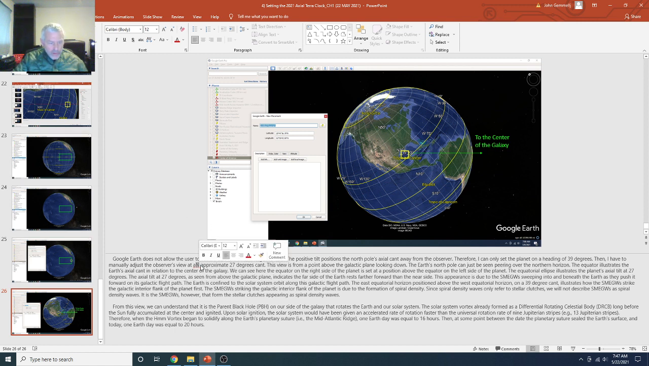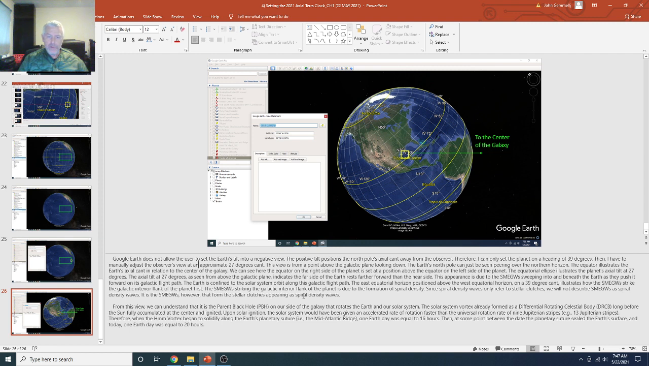I guess I did that wrong. At an approximate 27 degrees cant. This view is from a point above the galactic plane looking down. The Earth's North Pole can just be seen peering over the northern horizon. The equator illustrates the Earth's axial cant in relation to the center of the galaxy.